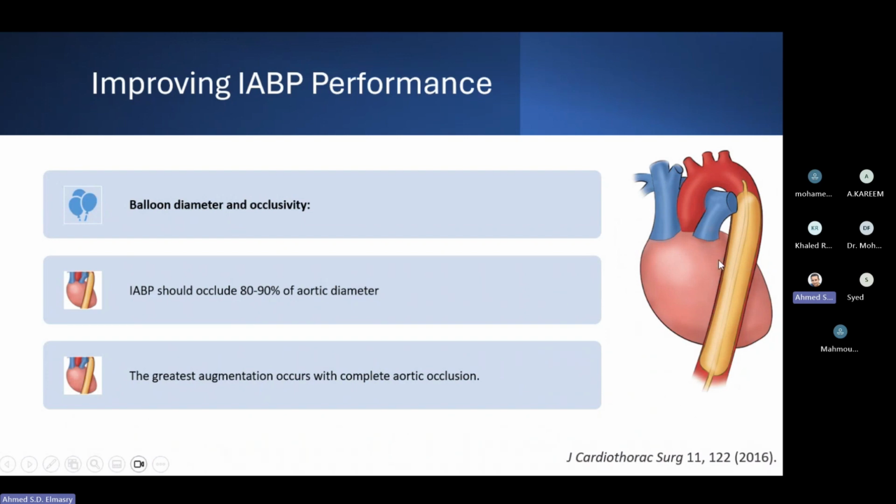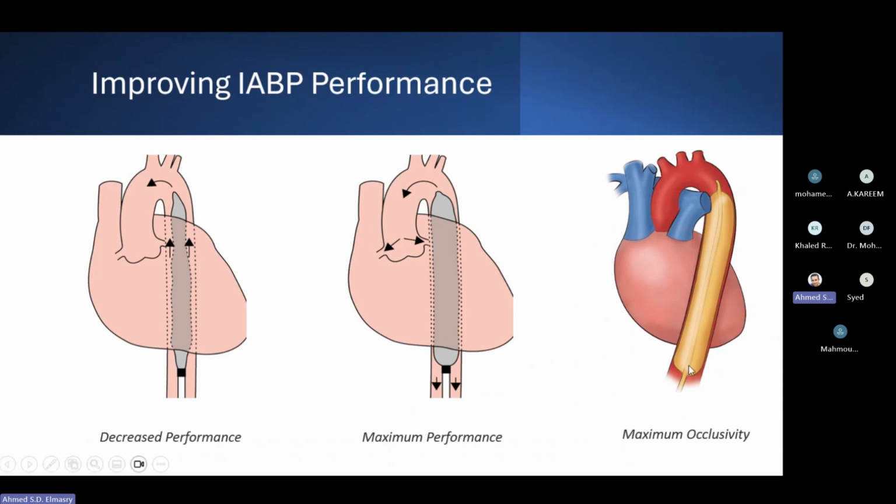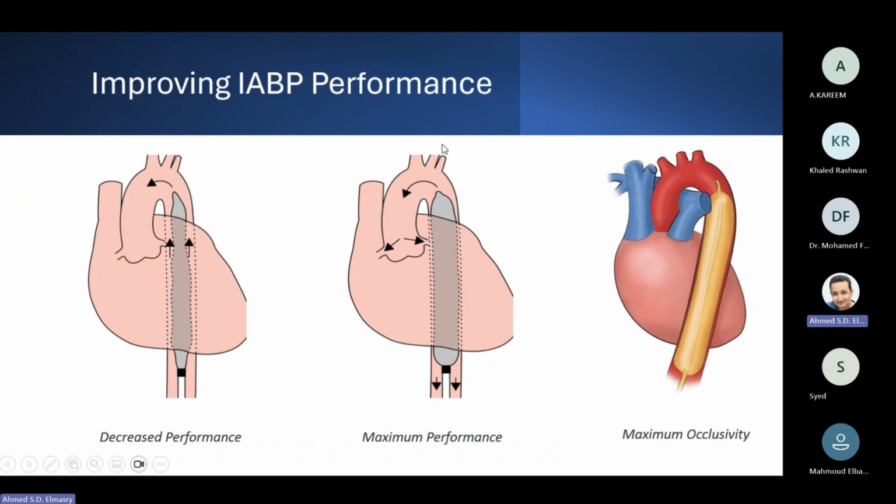So if you are not able to achieve this, you will get blunted diastolic augmentation, and the greatest augmentation occurs with complete aortic occlusion. As we see here, this is the maximum occlusivity. So you will achieve the maximum diastolic augmentation in this patient, so you will achieve perfusion to the brain, the coronaries and distal perfusion. But if the balloon occlusivity is much less, you will get minimal and decreased intra-aortic balloon performance.